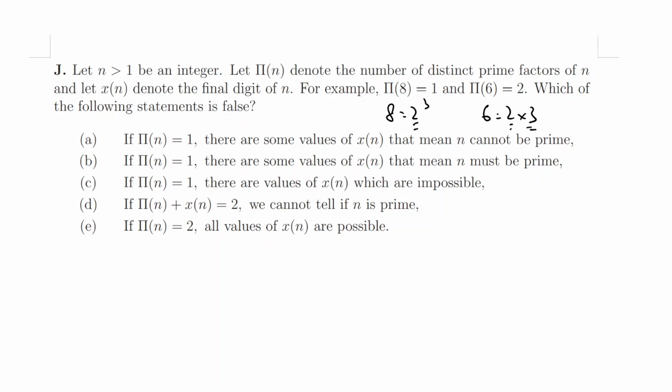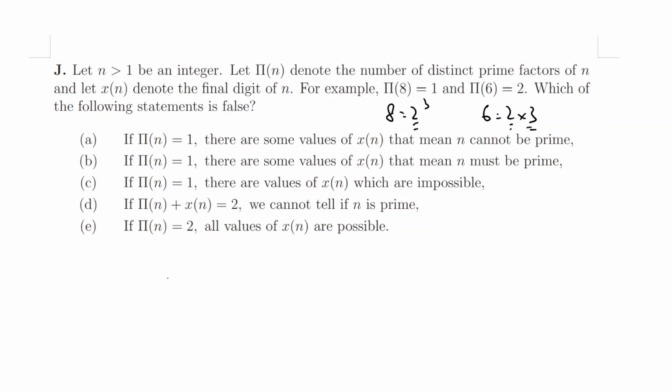So let's look at statement A first. If pi of n equals 1, there's some values of x of n that mean n cannot be prime. Okay, so we're going to try to find a value of x of n such that n cannot be prime. So how can I prove that this is true? This is easy to prove true because there's some values, right? So I just need to find one.